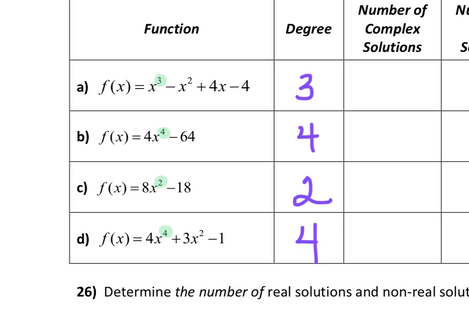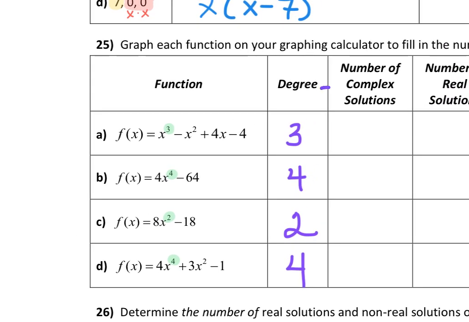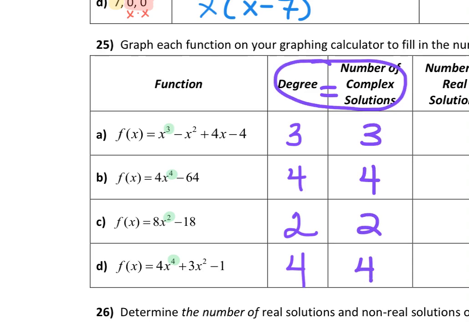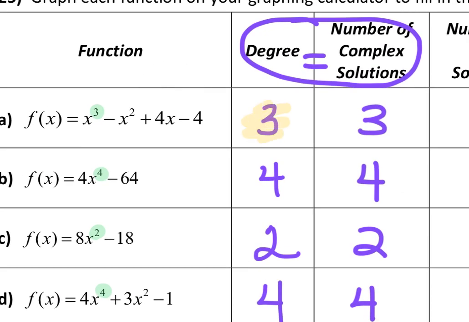The number of complex solutions equals the degree. Remember that complex is both real and imaginary solutions, so it includes both. And so you're going to literally write the same numbers here, that if it's degree 3, then there's 3 complex solutions. They might be real, they might be imaginary, but there's 3.